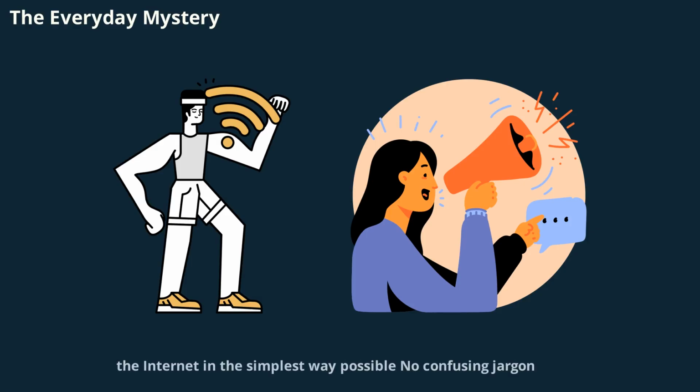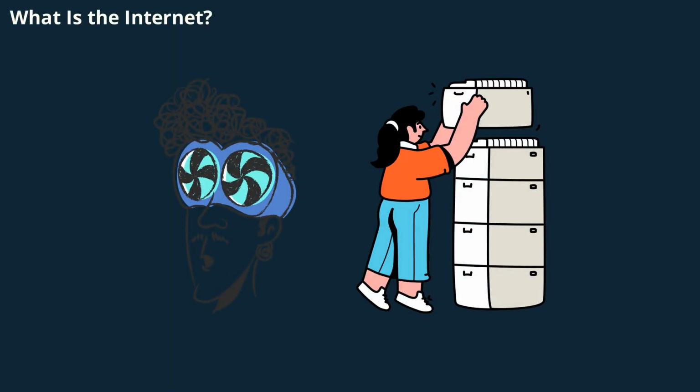No confusing jargon, no complicated diagrams, just a clear, engaging explanation that will make you say, "Oh, so that is how it works." By the end of this video, you'll understand what the internet is, how data travels, what IP addresses and DNS do, and why your internet speed might be different from your friend's. Let's start with the basics.